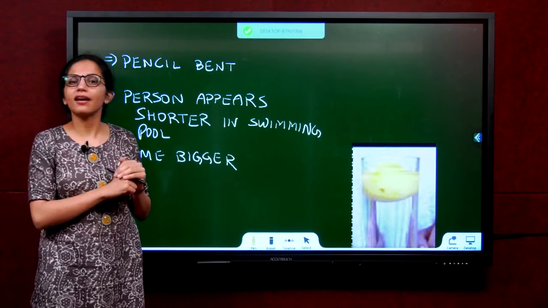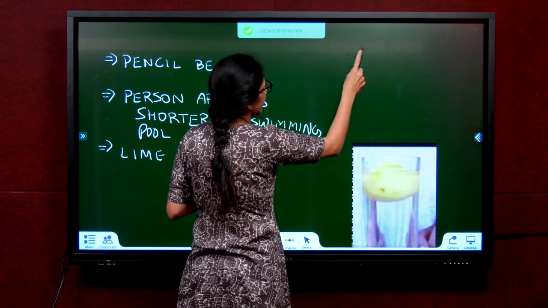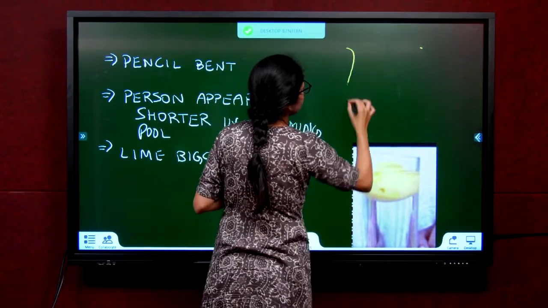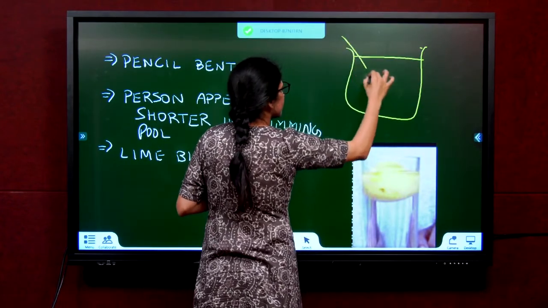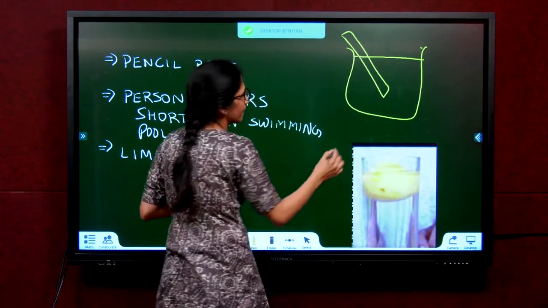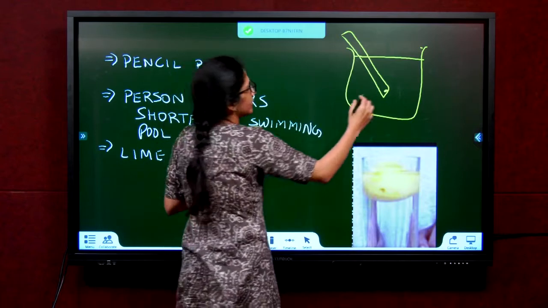It's time to learn how it appeared bent. So if I have a glass over here filled with water, and let's say we have a pencil here. This is how the pencil actually is. We will do it only for one point in the pencil. It happens to every point there.